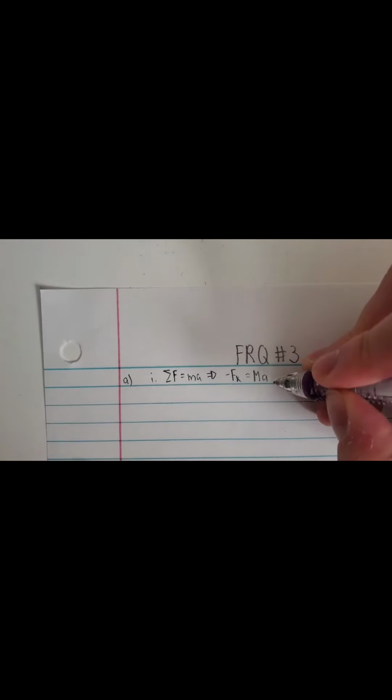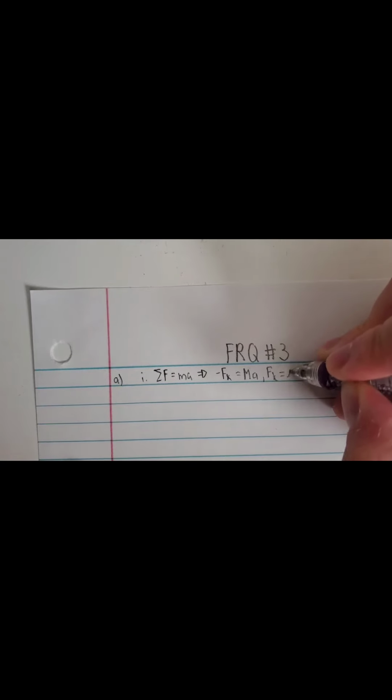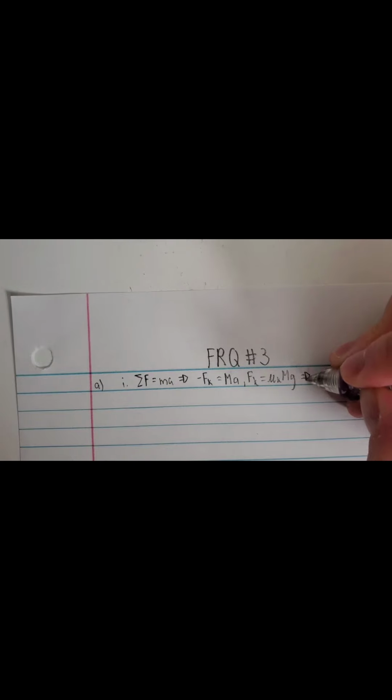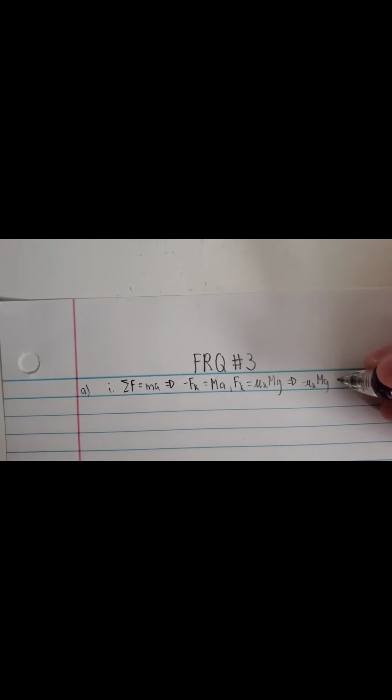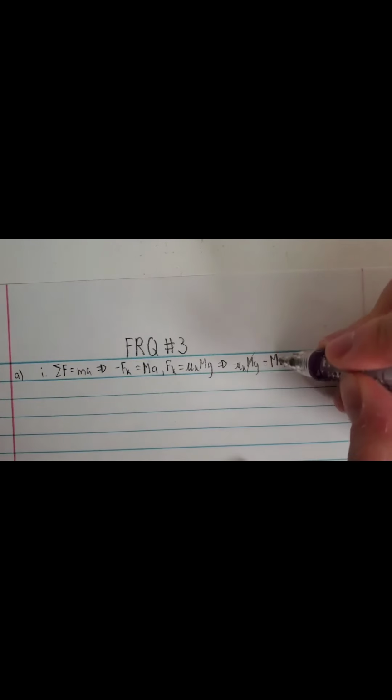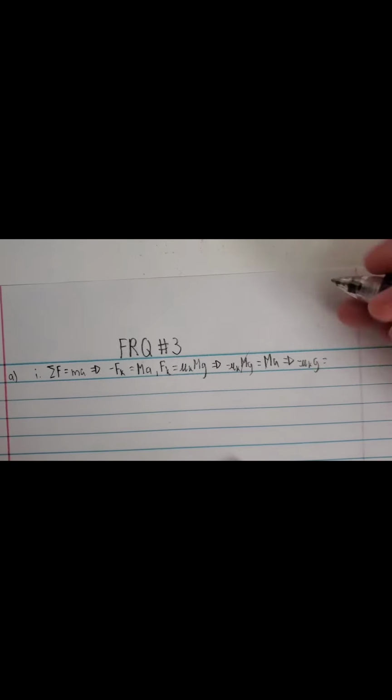Now Fk I know is going to be equal to mu k times mg, so I can substitute that in for Fk. So I got negative mu k mg is equal to ma. Now I can cancel out my masses, and this leaves me with negative mu k g is equal to a.